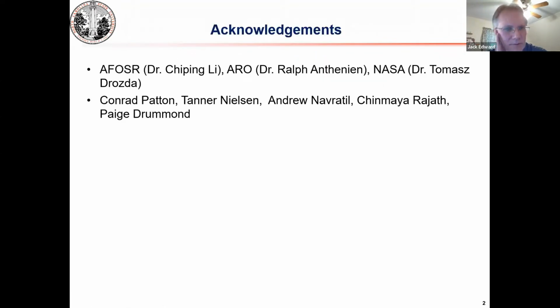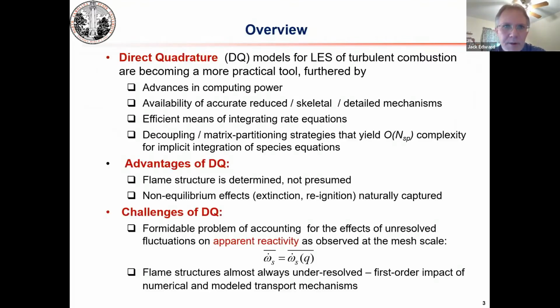So this work has been on and off for several years. It actually started with AFOSR support, and then it was matured under Army support, and we're currently starting to restart this effort under a NASA fellowship support to Paige Drummond. So she's going to be working on aspects of MRA for high-speed scramjet type combustion problems.